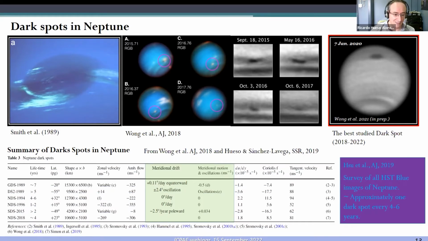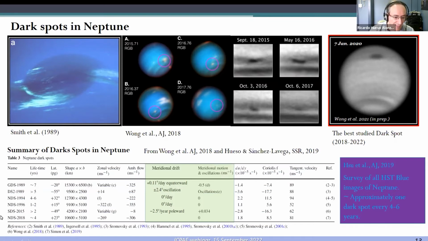The VLT, the 8.2 meter telescopes in Chile, with some adaptive optics and some instruments, sometimes have been able to observe some signatures of these dark spots, but this is tremendously difficult, and generally most of these observations of dark spots correspond to Hubble. And as I said, these are interesting because they are sampling a different level of the atmosphere at 10, 12 or 13 bars instead of 1 bar, which we are observing here in the methane band.